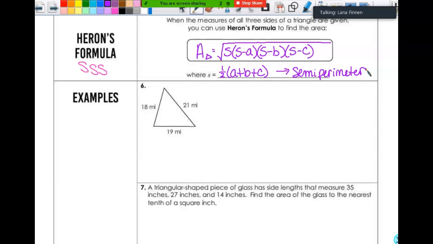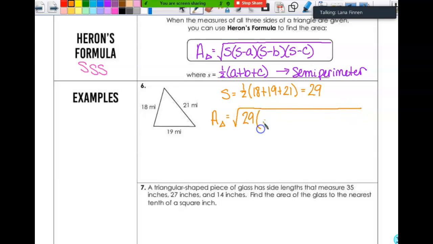So let's try number 6. We're going to have to find s first. It's going to be 1/2 times 18 plus 19 plus 21. So that gives me 29. So if I'm going to use Heron's formula, that's going to give me 29 times 29 minus 18 times 29 minus 19 times 29 minus 21.